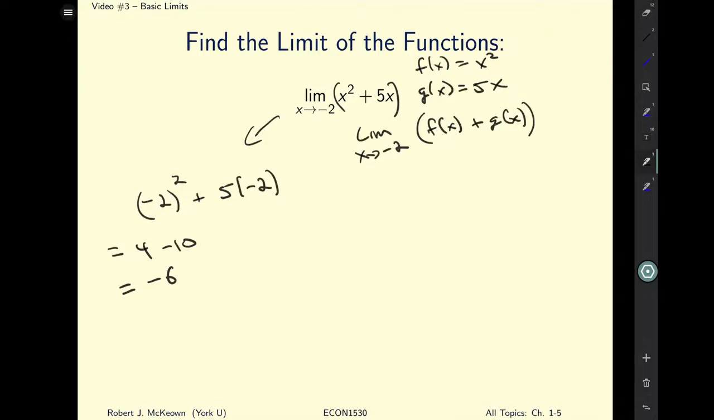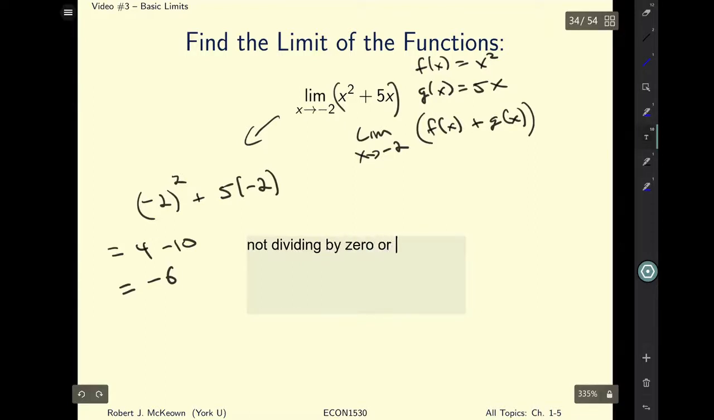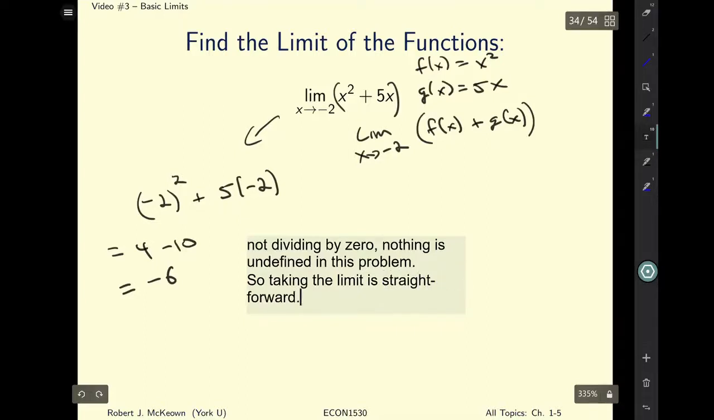And notice we're not dividing by 0, nothing is undefined in this problem. So taking the limit is straightforward. In fact, how do we find the limit? Well, we could just plug in -2 into the function and evaluate it.